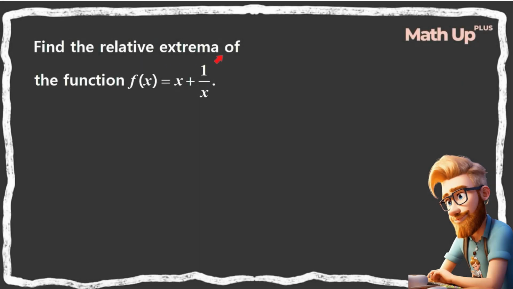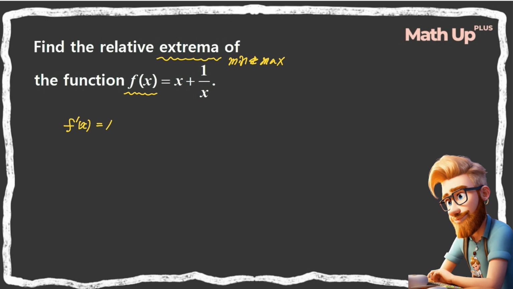Find the relative extrema of the function f of x is equal to x plus 1 over x. Okay, in order to find the relative extrema, extrema is minima and maxima, we have to find the derivative of f and find the critical point and the value of x where f prime is undefined, and then do the first derivative test, right? So let's find f prime first.